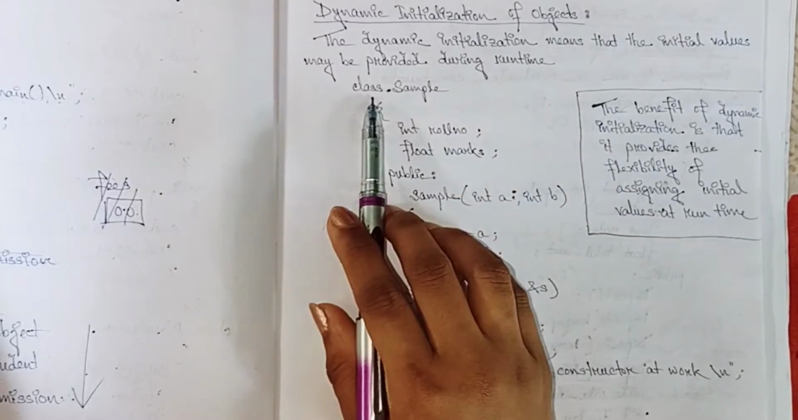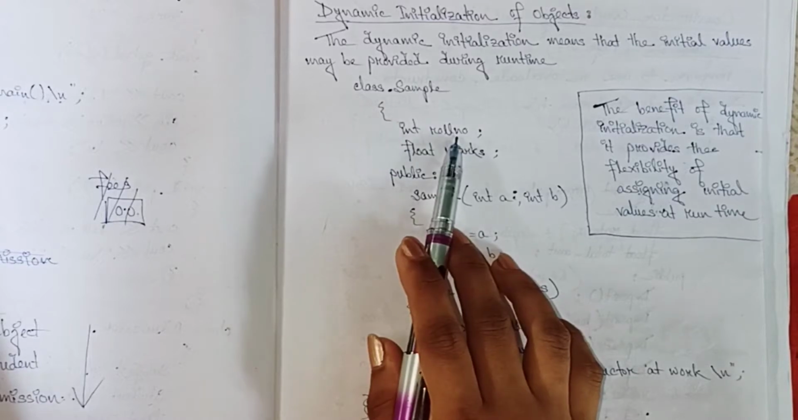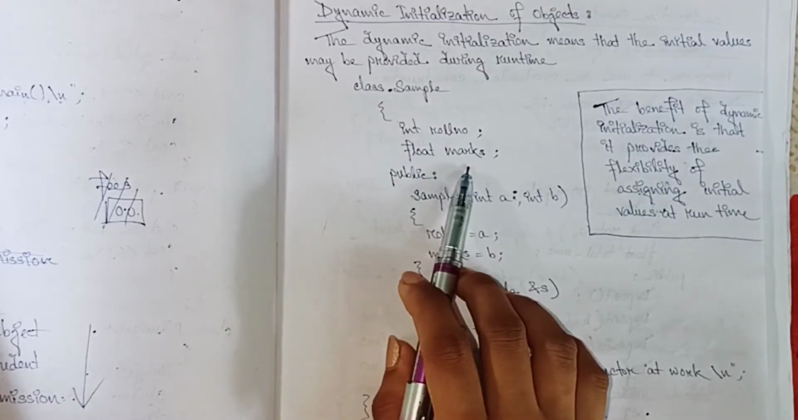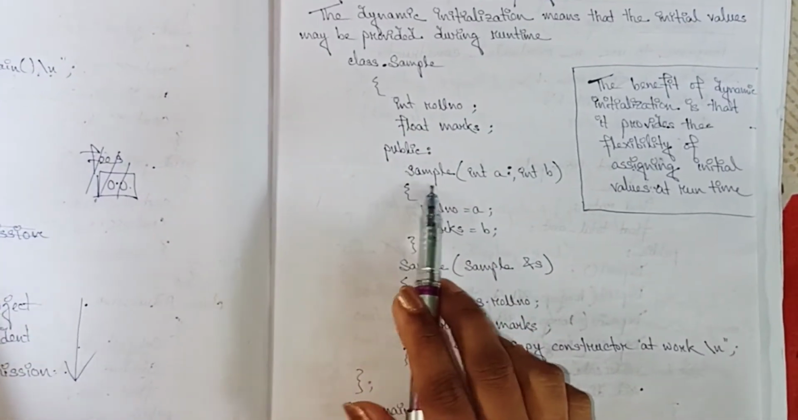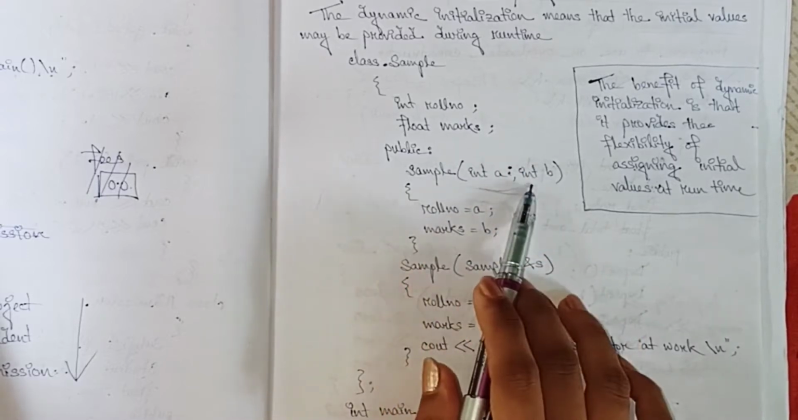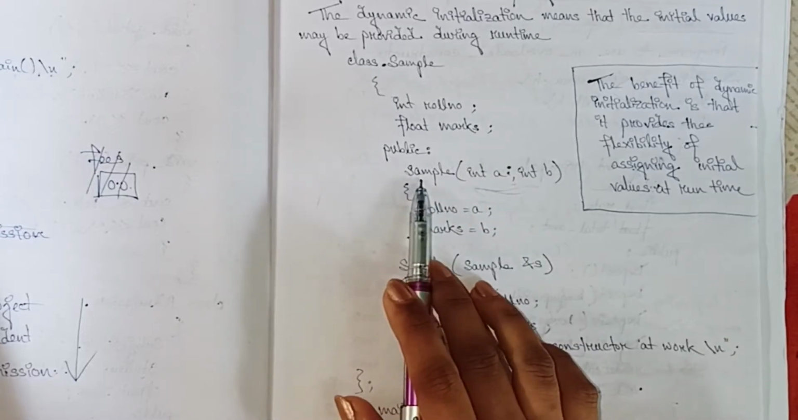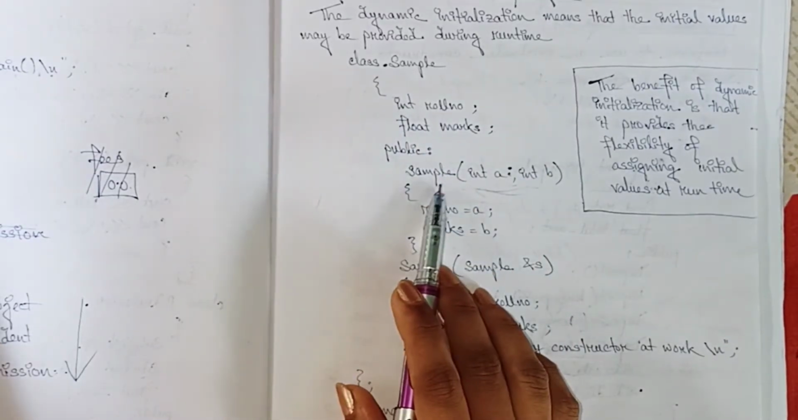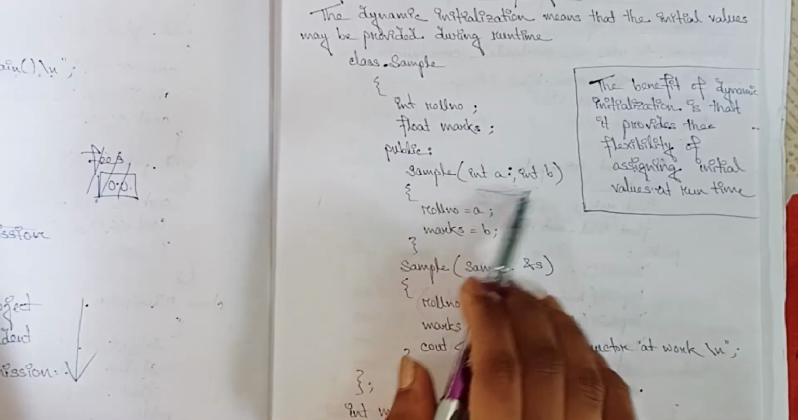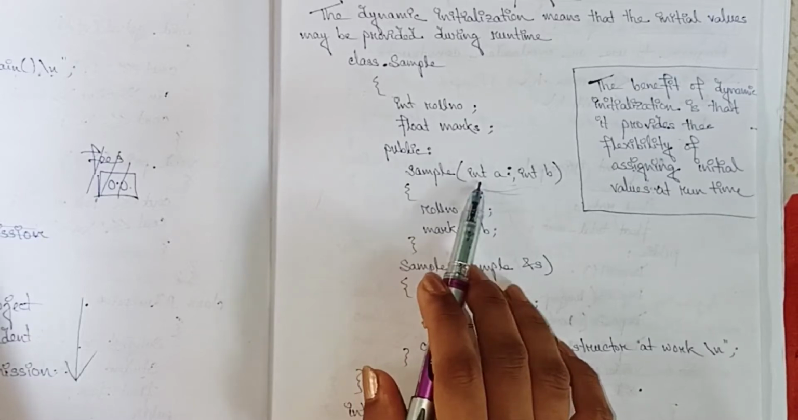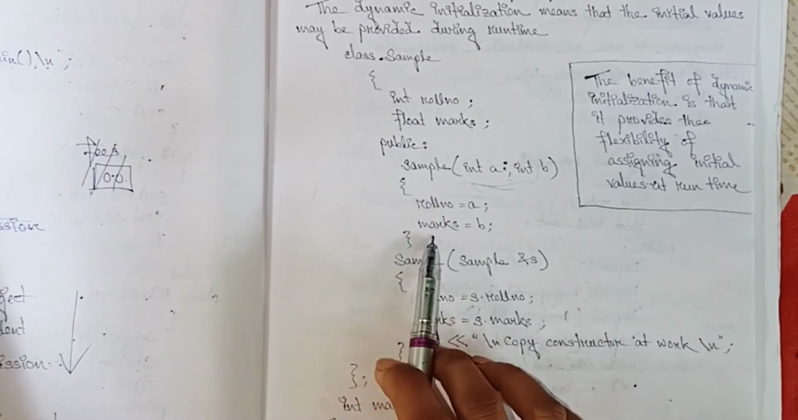Here you see the class Sample we have defined, and in this class there are two data members. One is roll number, which is of integer type, and another one is marks, which is of float type. Now in the public section we have defined a constructor which is a parameterized constructor, and it is taking two parameters, A and B. Sample is the same name as the class name, so that's why it is a constructor. And since we are passing parameters inside this constructor, it is a parameterized constructor. Now A is assigned to roll number and B is assigned to marks.